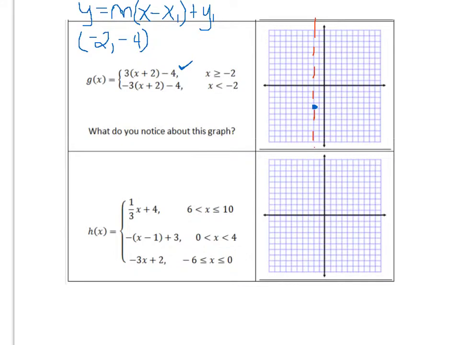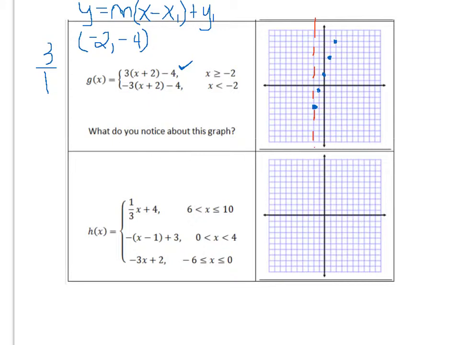My accuracy may not be very good with this, so you'll have to make sure you're paying close attention. And then I know that my slope here is 3, so if I'm thinking about a slope of 3, I'm thinking about rise over run. The rise would be up 3, the run would be over 1 to the right. So I'm going to plot some more points, remembering again that I'm looking at the values greater than or equal to -2. So I'm looking for this half of the graph first. So if I go up 3 over 1, I'm going to have a point right about here. Up 3 over 1.